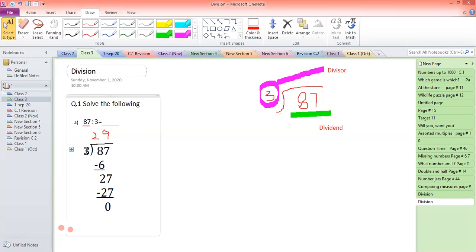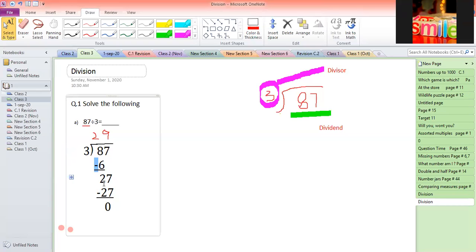Now the second step is to check this number. How many 3's are there? So there are 2 3's. So write 2 here and multiply this 3 by this 2. When you multiply this 3 by this 2, you get 6. The third step is to minus, because division is repeated subtraction. So third step is to minus this 6 from this 8. So 8 minus 6 equals 2.